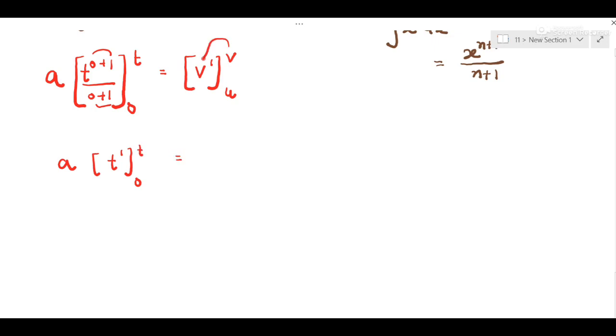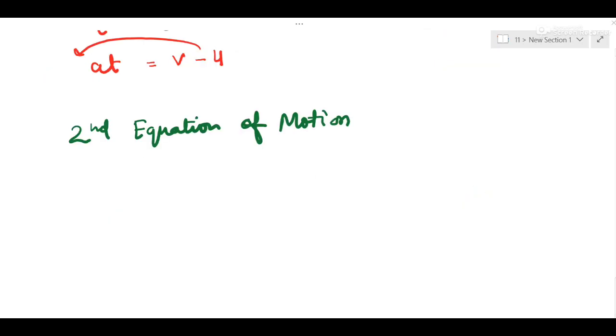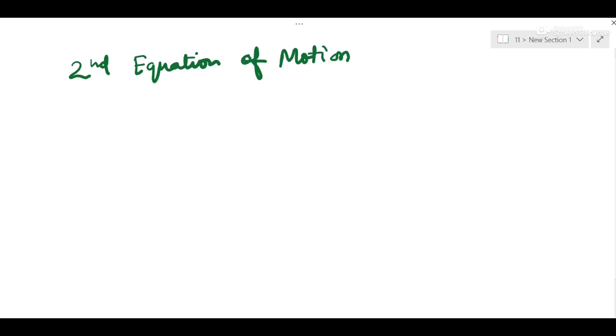Now here we will put the upper limit in place of v. By chance it is the same, then minus the lower limit. Similarly here, upper limit minus lower limit is equal to v minus u. So you can see it is at is equal to v minus u. So minus u will come to this side. So it is v is equal to u plus at. This is your first equation of motion, derived. Let us see the second equation of motion now.